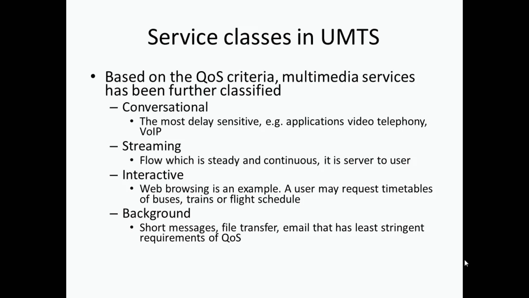Third, quality of service requirements are in interactive sessions, web browsing for example. A user may request timetables of buses, trains or flight schedules. So in these cases, better data rates and low delays are required. Now, the services already provided by previous technologies, such as short messages, file transfer and email, are also handled well in UMTS in terms of quality of service, delays and high data rates.